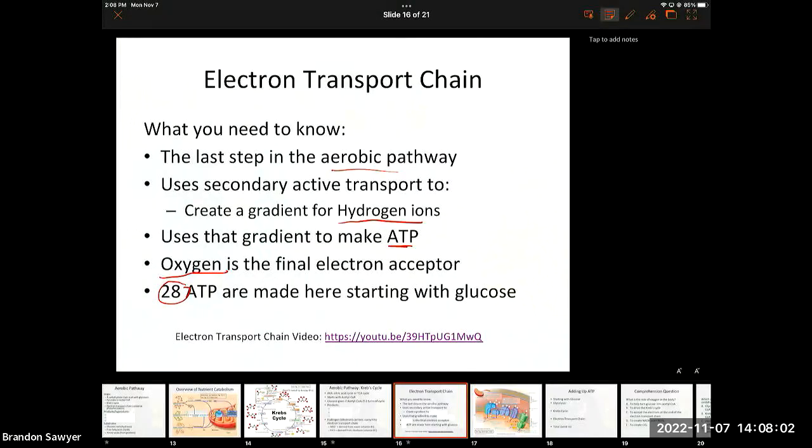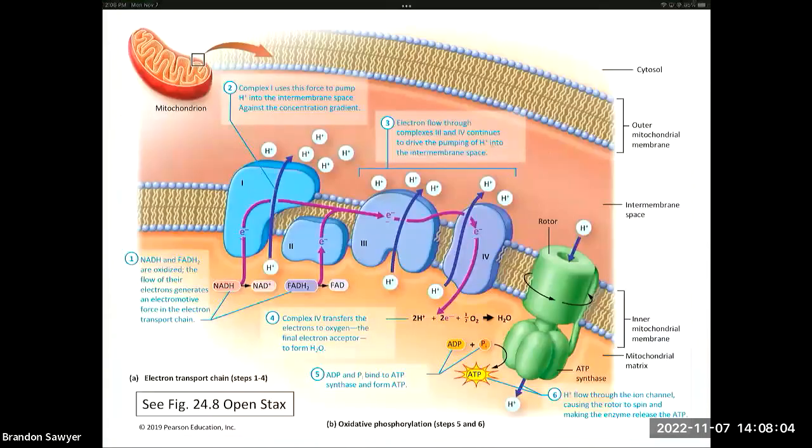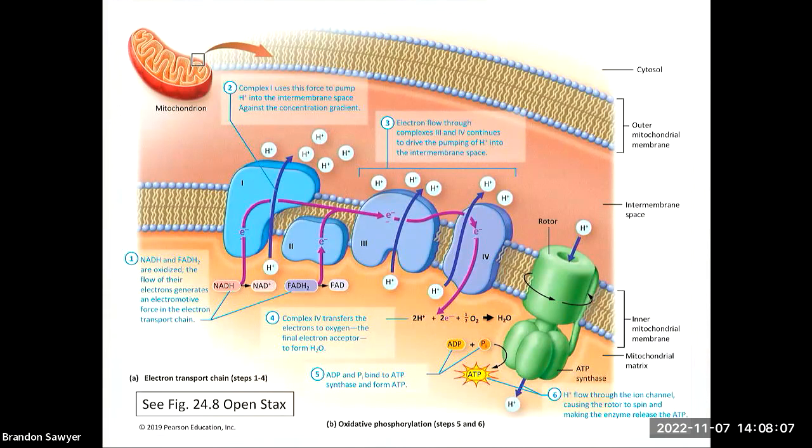Let me walk us through some of the steps of that here with this image. I think the best analogy for understanding how this thing works is thinking about what's called a hydroelectric power plant. How many people have toured something like Hoover Dam or a dam like that?